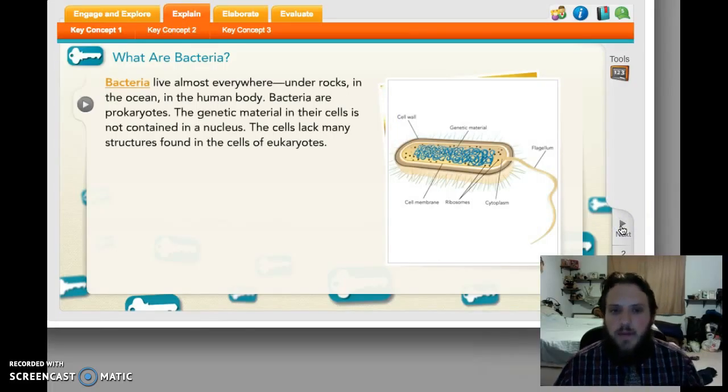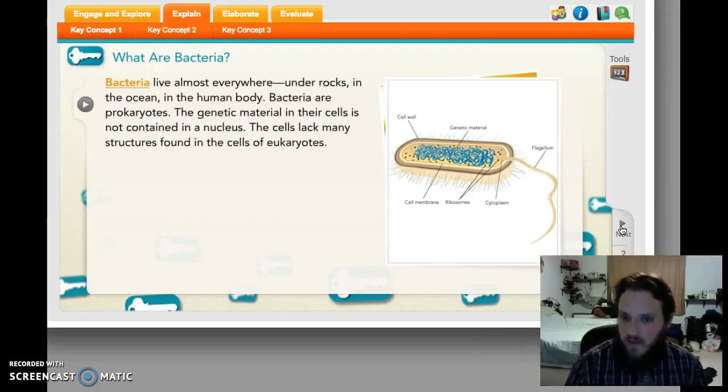Bacteria are a little more complicated. These are your smallest living organisms, and you can find them everywhere. They live under rocks, in the oceans, in people's bodies, on your desk, on doorknobs, I'm sure you've seen. They're everywhere. They are prokaryotes, meaning they do not have a nucleus. The genetic material in their cells is just kind of free-floating in the middle. They lack many of the cell structures that are found in eukaryotes.